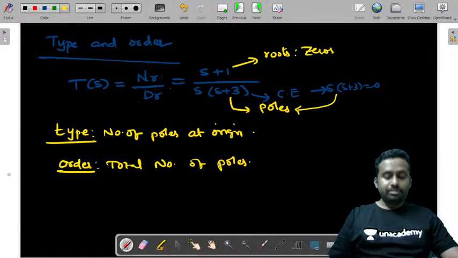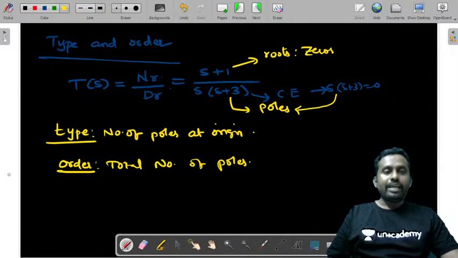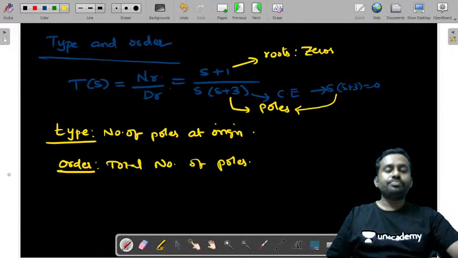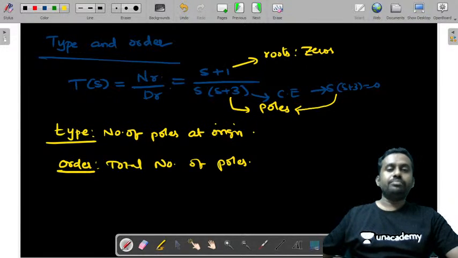What is the type of the system? The type of the system is the number of poles at the origin. And what is the order of the system? It is the total number of poles of the given system. So these are type and order of the system.